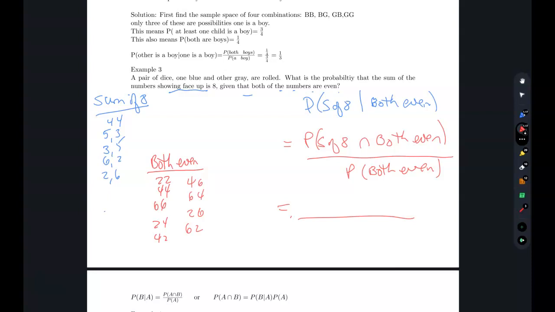So I know that both even gives me 1, 2, 3, 4, 5, 6, 7, 8, 9 out of the 36 options, right? Because there's 2 dice, each with 6 possibilities. And then I'm looking for the number that have a sum of 8 that are both even. So sum of 8, that would be 2 and 6, 6 and 2, and 4 and 4. So that would be 3 out of the 36. And so that gives me 1/3.